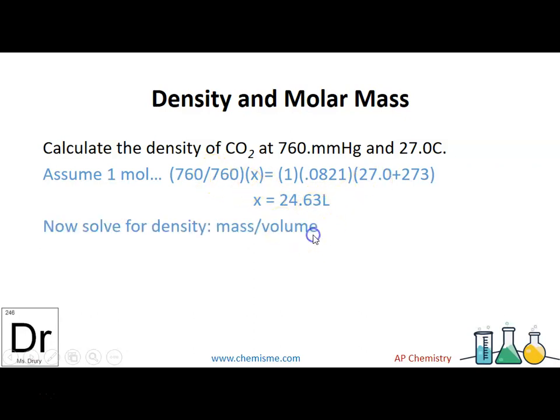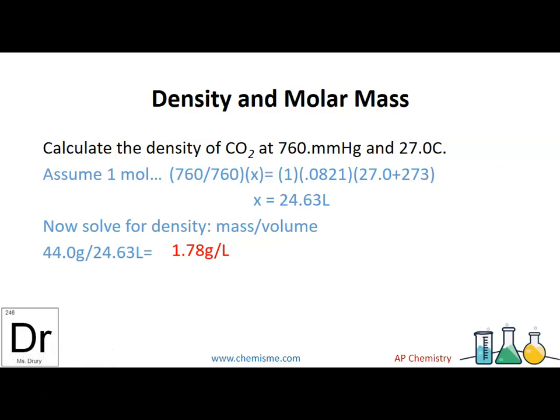Now that I know the volume, I can calculate the density, which is always mass divided by volume. Well, where are we going to get the mass from? Remember, we assumed a mole. So a mole of CO2 is 44 grams on the reference table. So we're going to take that 44 grams and divide by the liters we just got, and we'll find a density of 1.78 grams per liter.